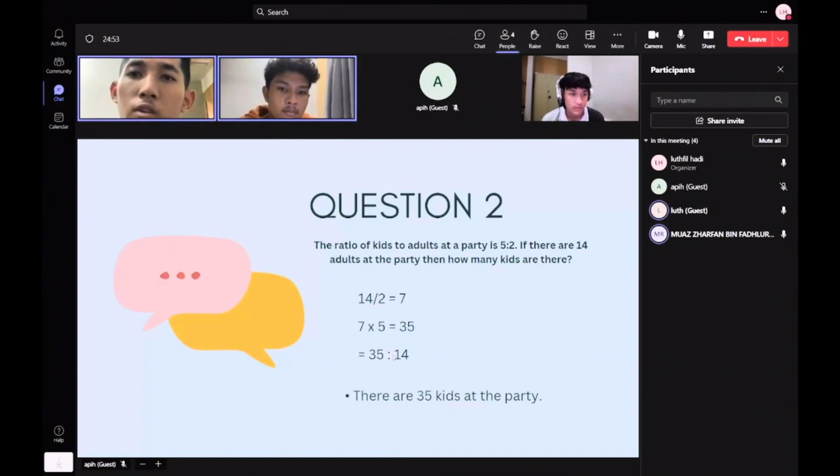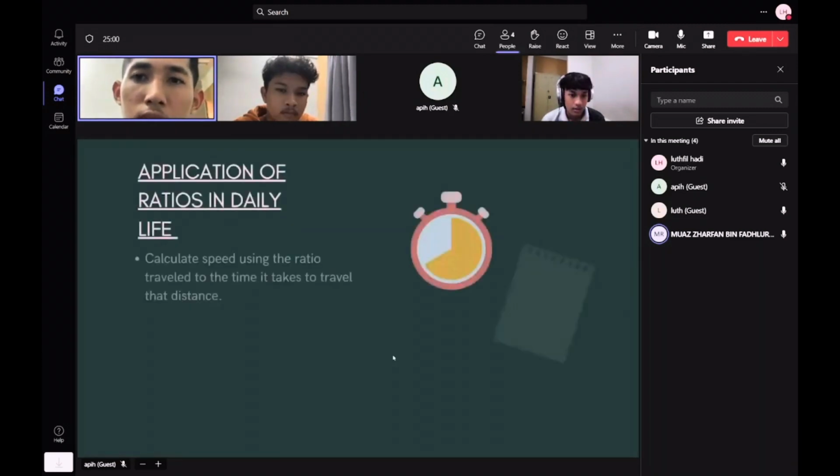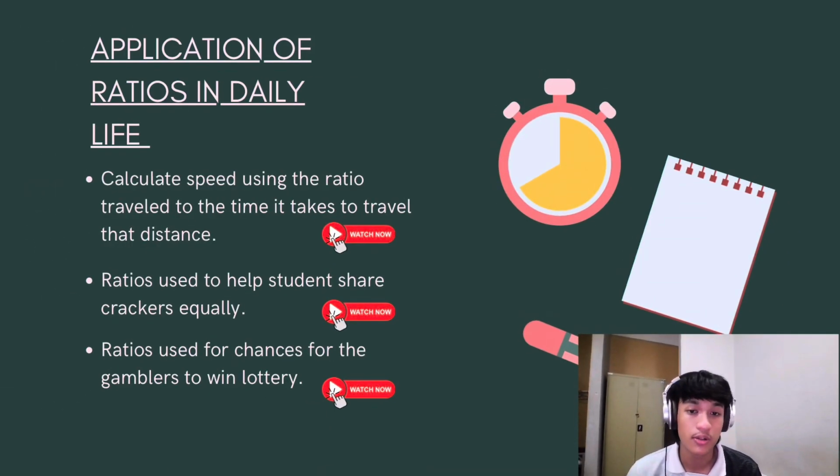Okay, welcome. Luthfil, can you tell me the application of ratio in daily life? Okay. So today I'm going to tell about applications of ratios in daily life. First, we can calculate speed using the ratio of the distance traveled to the time it takes to travel that distance. What does it mean? It means ratios can be used when you compare the distance traveled to the time it takes to cover that distance. The formula for speed is speed equals distance divided by time.